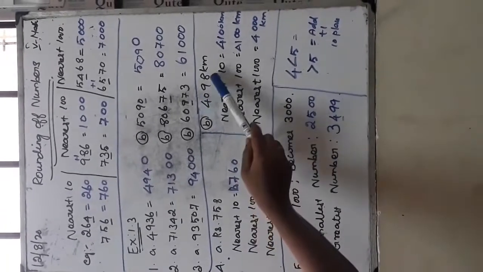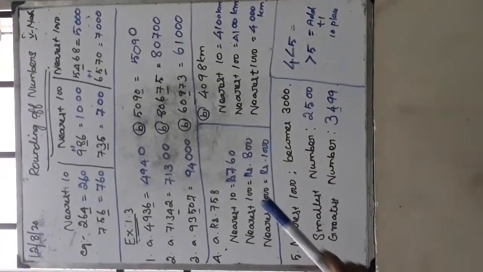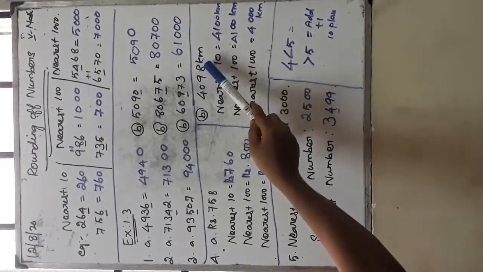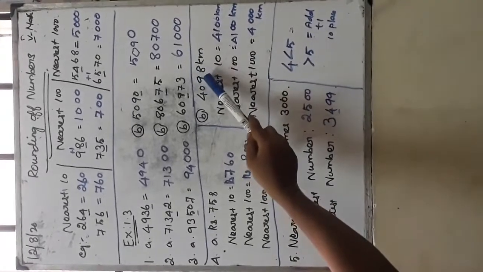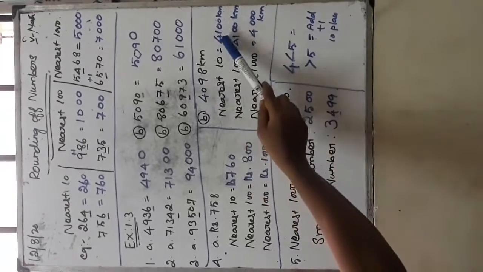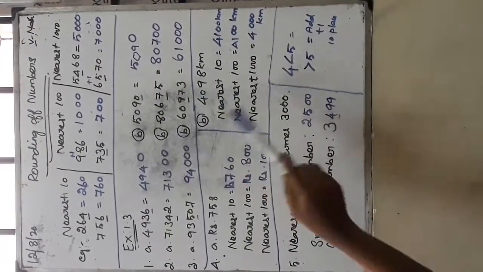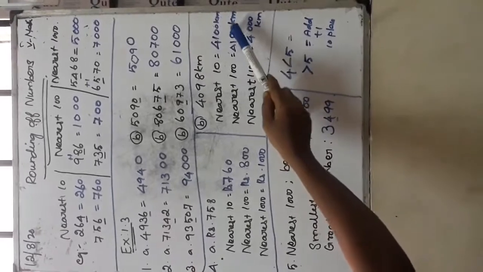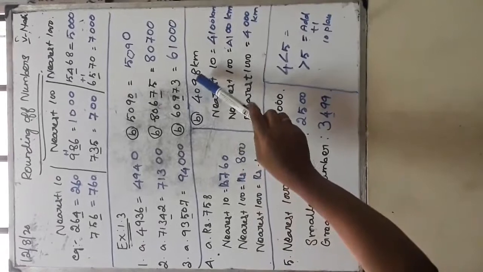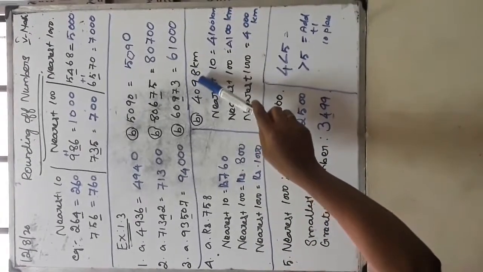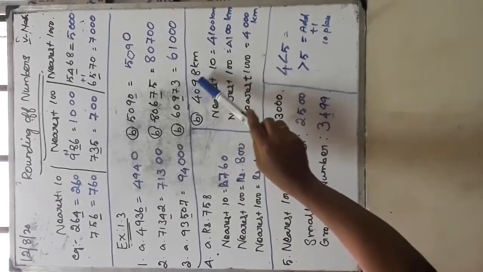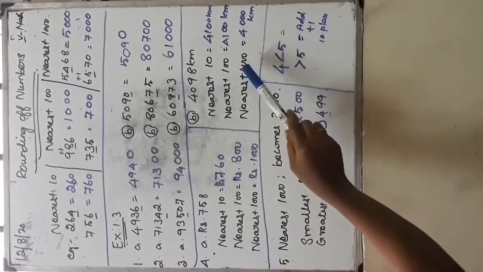So next one is 4098 kilometers. So what do you do? For the nearest 10, you have to look at the first number. The first digit is 8, no? So you have to add 1 in the tens place. So 9 plus 1 is 10. Balance 1 here. So 4100 kilometers for the nearest 10. So for the nearest 100, you have to add 00. So for 100, look at the tens place. Here 9 is there. You have to add 1. So you get 4100 kilometers.